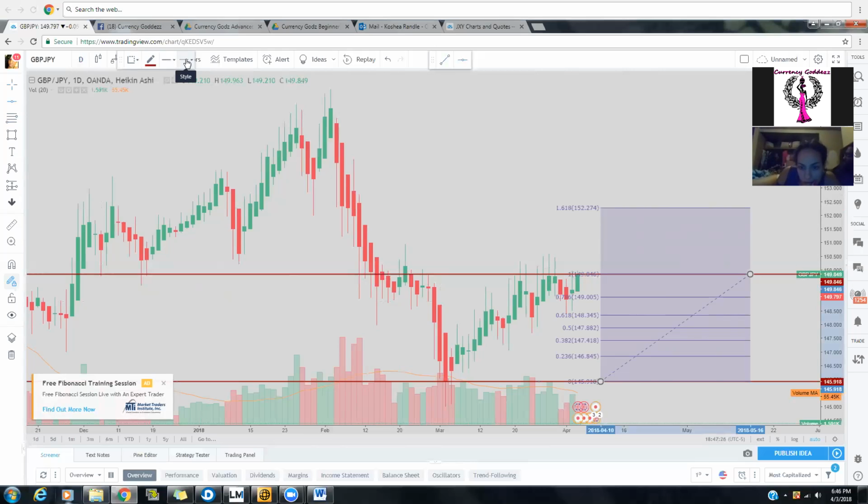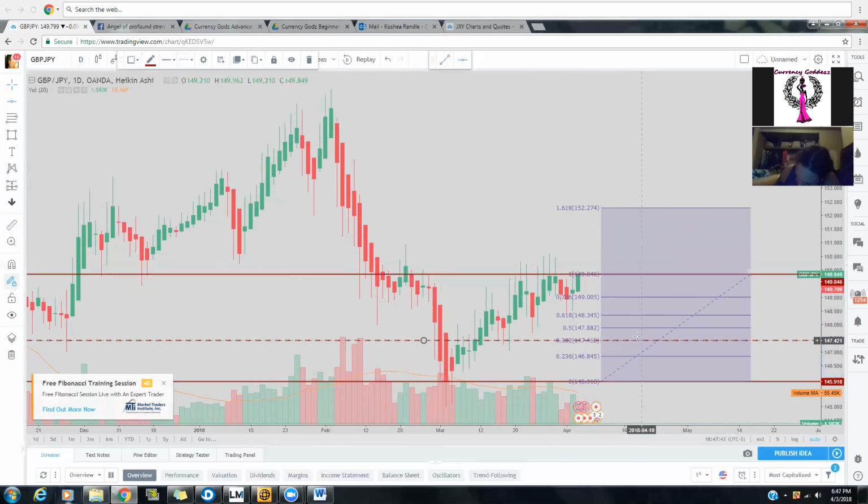Okay. All right. So to mark your 38.2 line, you want to use that same color. You want to use your burgundy line. You want to come to style, and you want to make it dashed. And then you just take your crosshairs, you drop it on that 0.382, and you have your line. And so that way you know where it is.